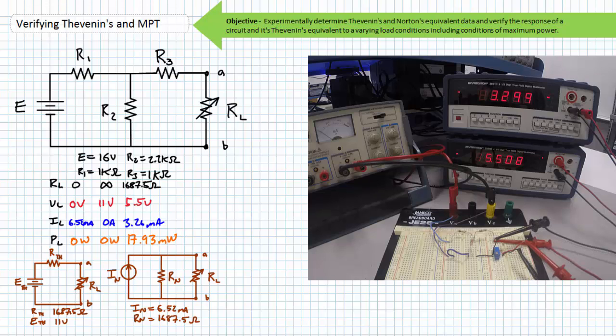In maximum power conditions, when the load resistor is adjusted to approximately 1687.5 ohms, the ammeter reads a value very close to our anticipated current draw of 3.26 milliamperes, and the voltmeter reads a value close to our anticipated value of 5.5 volts. In these conditions, power dissipated by the load is very close to our anticipated value of 17.93 milliwatts.